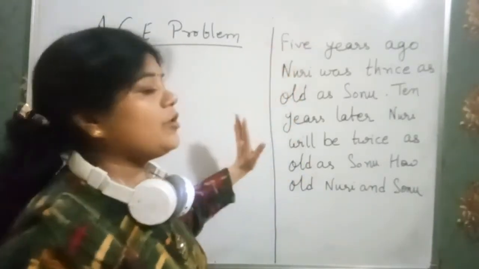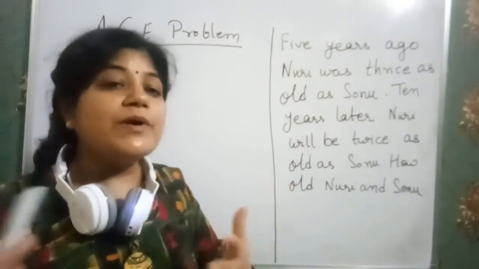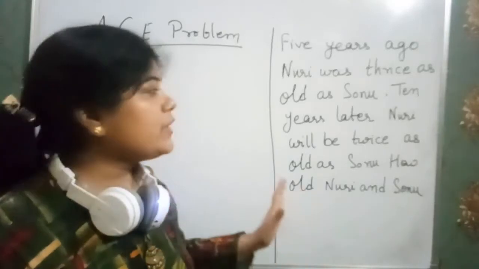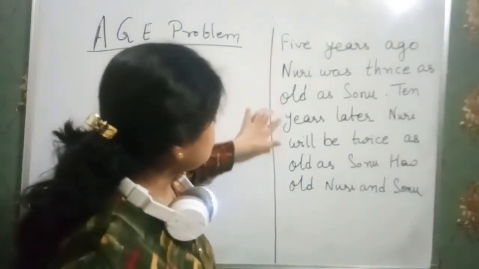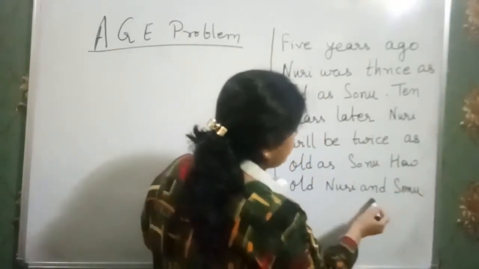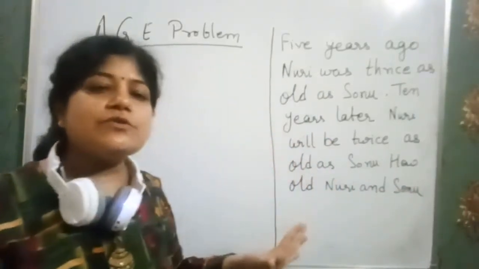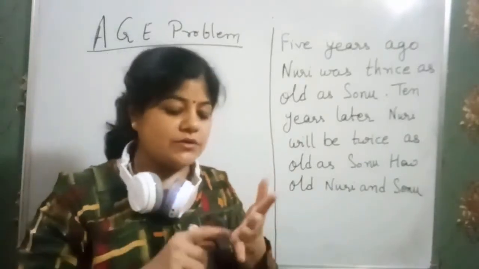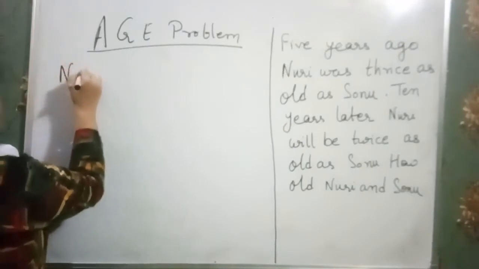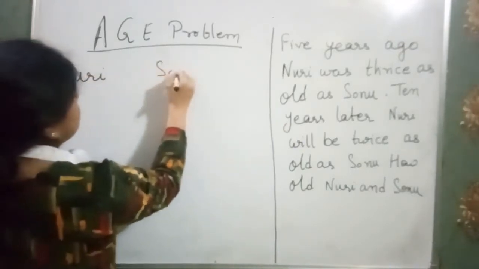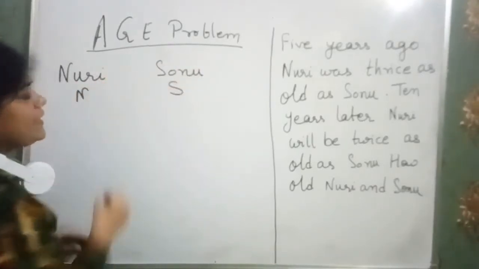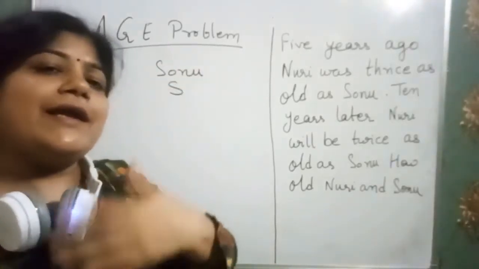Firstly, in age problems, search the two persons in which there is a comparison of ages. Now as we search in the question, we find how old Noori and Sonu are. That means in this question there are two persons, Noori and Sonu. Firstly, we make it clear: for Noori we can write N, for Sonu we write S. We take x and y later.